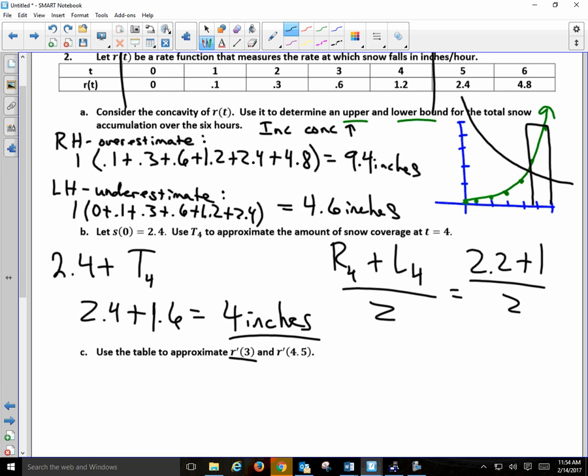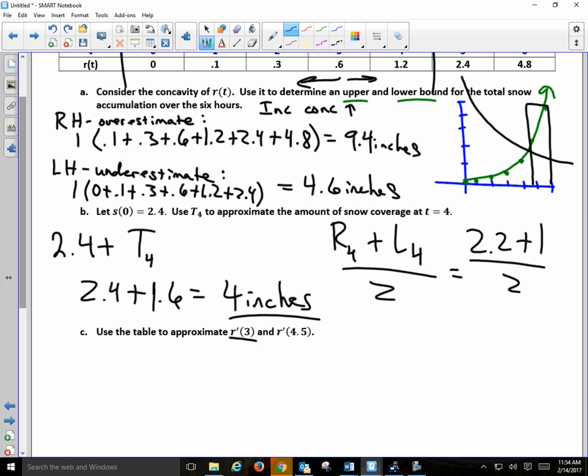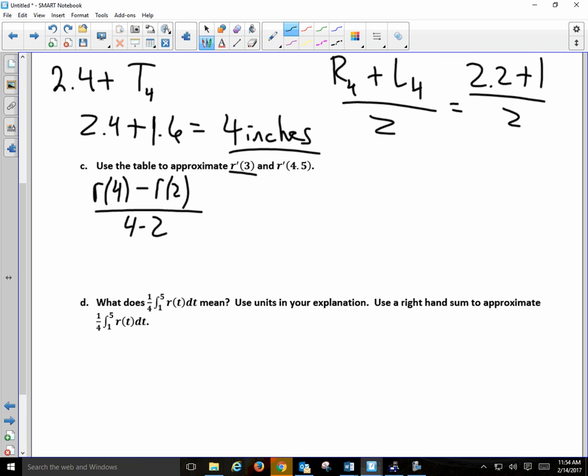What's another word for derivative? Slope. So we want to approximate the slope at 3. So I'm going to choose 1 point to the side of 3 and 1 point to the other side of 3 to find the slope. So in other words, we'll find r of 4 minus r of 2 divided by 4 minus 2. That's my y sub 2 value minus my y sub 1 value over x sub 2 minus x sub 1. That will give us the approximate change at that time.